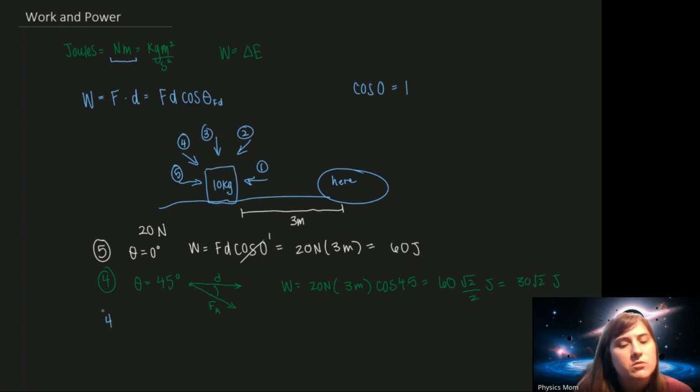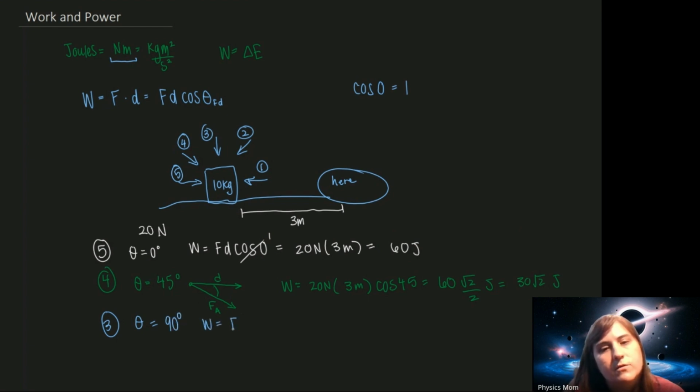At option 3, the theta angle is 90 degrees. So work is equal to FD cosine 90. But because cosine 90 is 0, anything times 0 is 0. So no work is being done when I push at option 3.